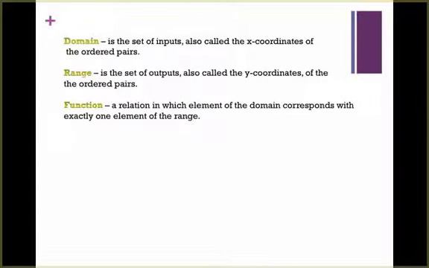Now let's focus on some terminology that we're going to use in this section. First, we have the term domain. The domain is our set of inputs or our x-coordinates of our ordered pairs. The range is our set of outputs, and it's the y-coordinates of our ordered pairs. Then a function is a relation. Now remember, a relation is just any ordered pairs, but in a function, each element of the domain corresponds with exactly one element of the range.